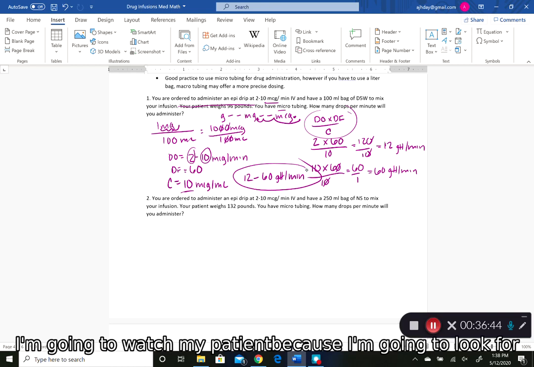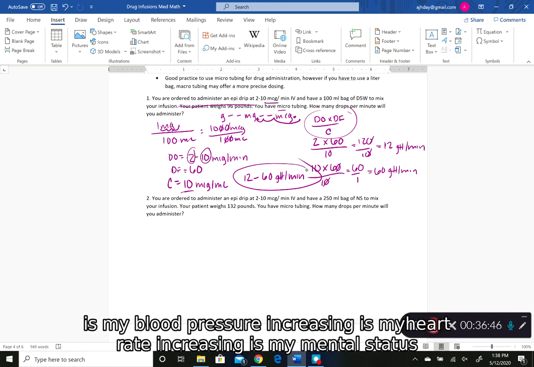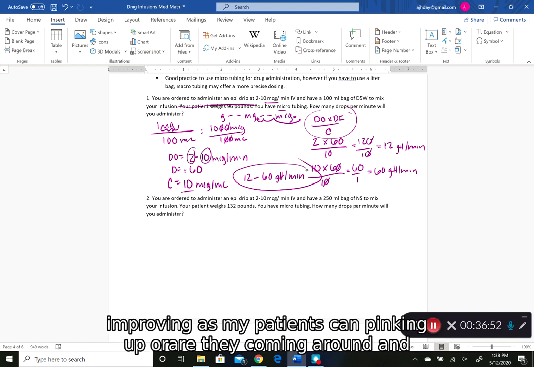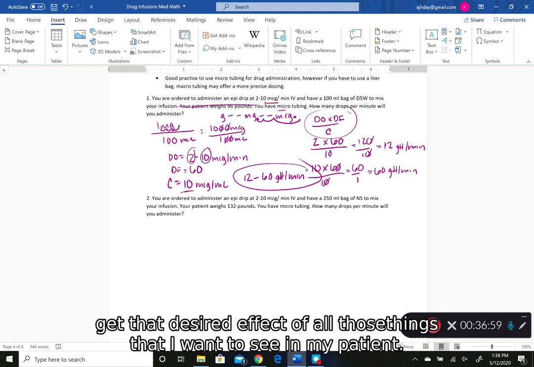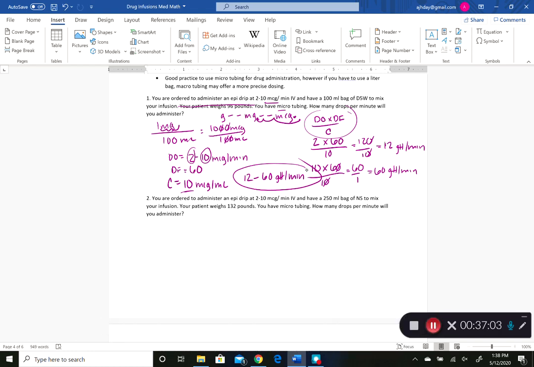I'm going to watch my patient. Things I'm going to look for is my blood pressure increasing, is my heart rate increasing, is my mental status improving, is my patient's skin pinking up, are they coming around? And I can titrate that 12 drops per minute up to 60 drops per minute to get that desired effect of all those things that I want to see in my patient.